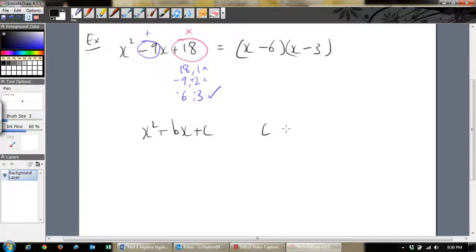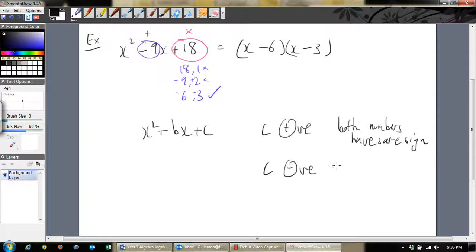And so if you've got x squared, just as a little bit of a summary, plus c, if c is positive, then both numbers will have the same sign. Okay, both have the same sign. You'll see here, if you have a positive number, you have negative 6 and negative 3. Okay, if c is negative, then one number will be positive, one number will be negative.